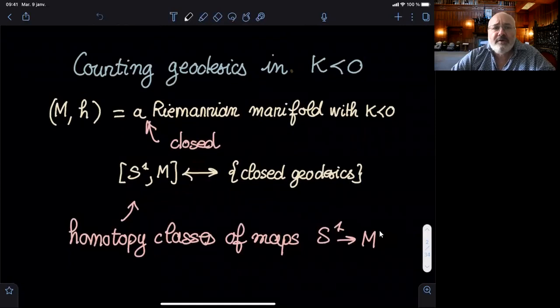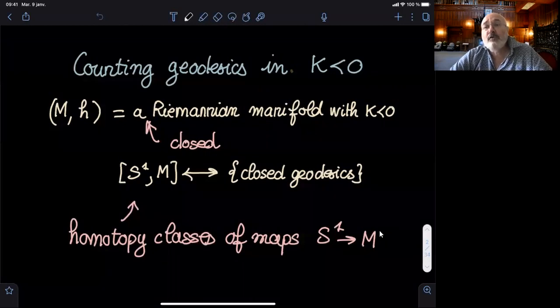So through all this lecture, M will be a manifold with a Riemannian metric h of negative curvature. And most of the time I will assume the manifold is closed. And when it is not, it's usually the universal cover, which is called M tilde.